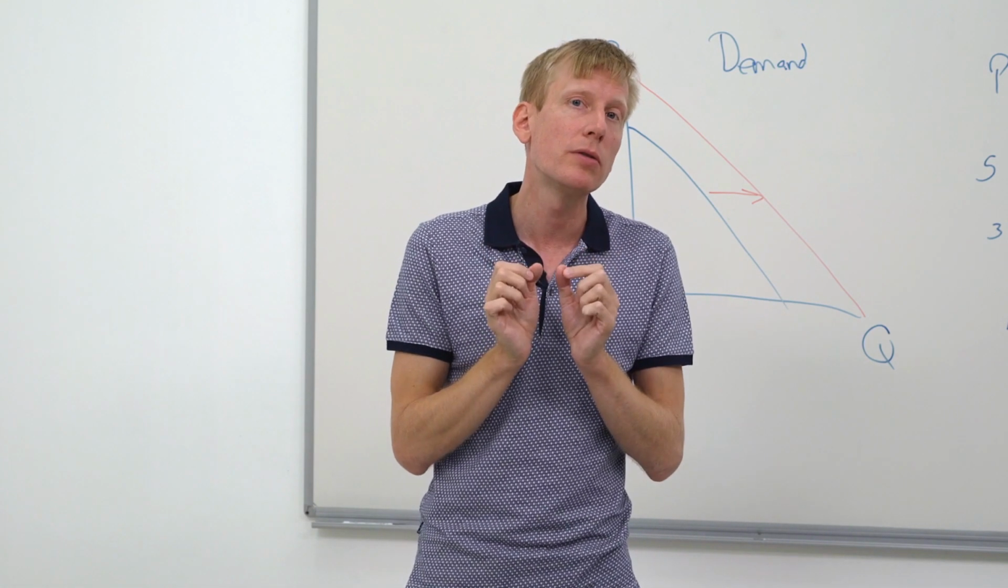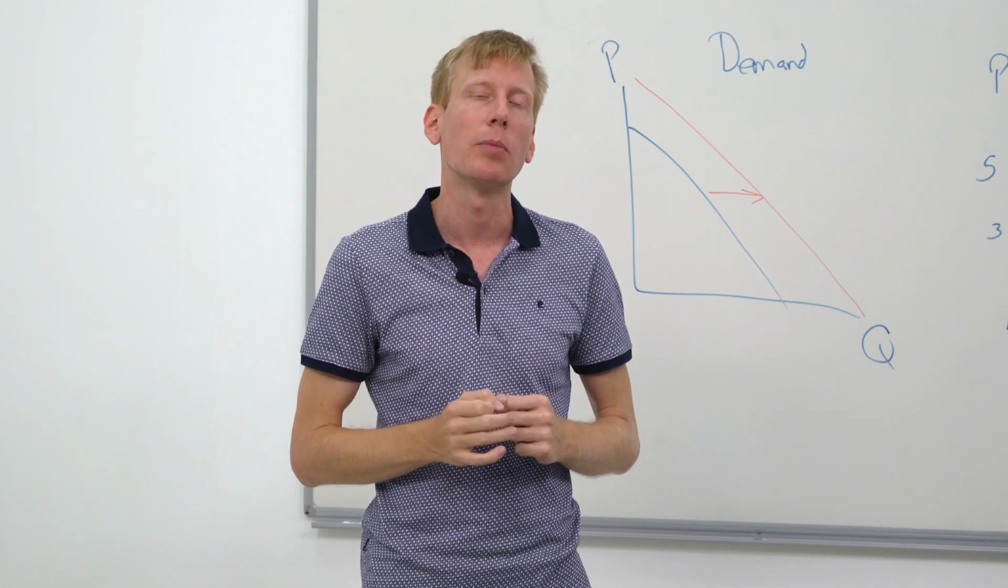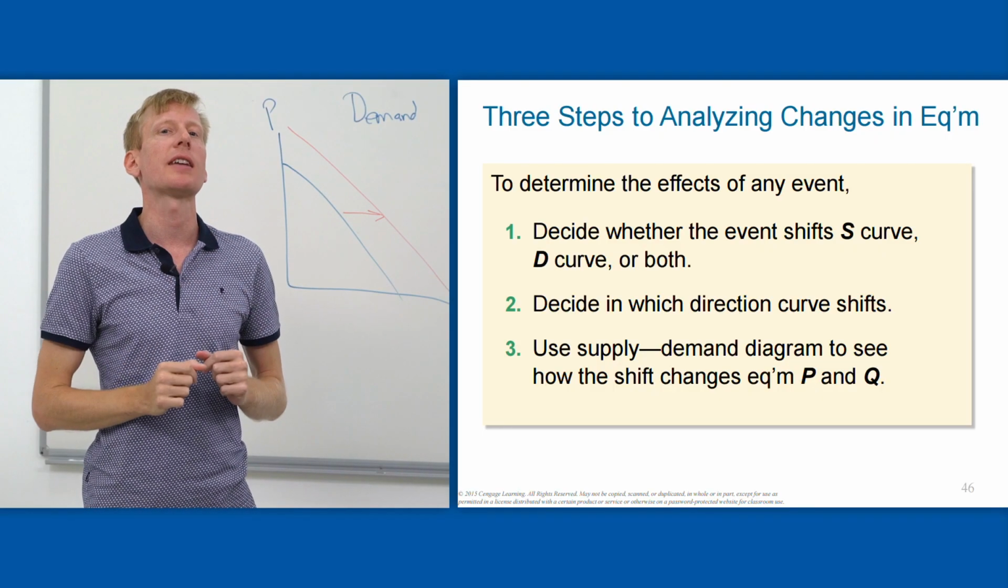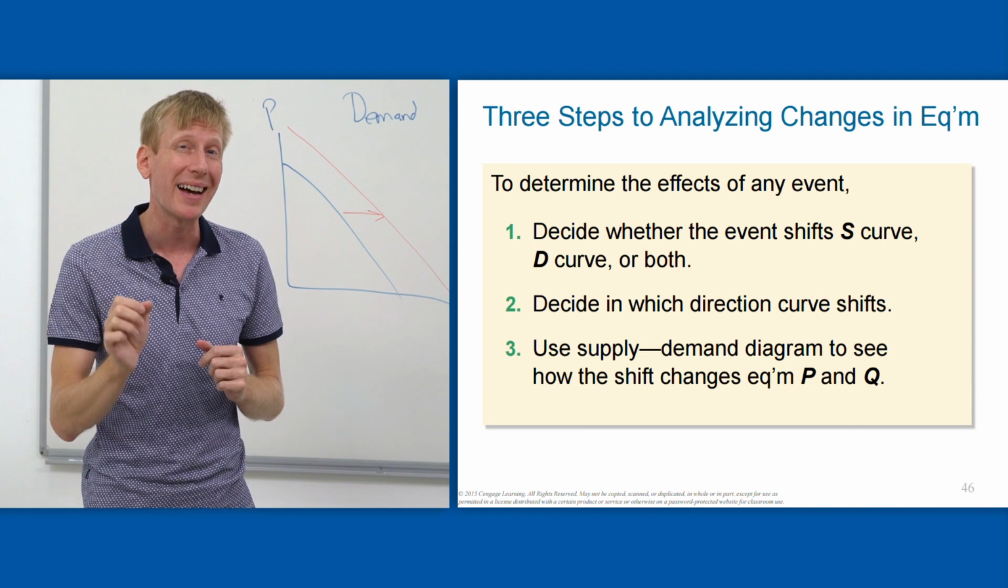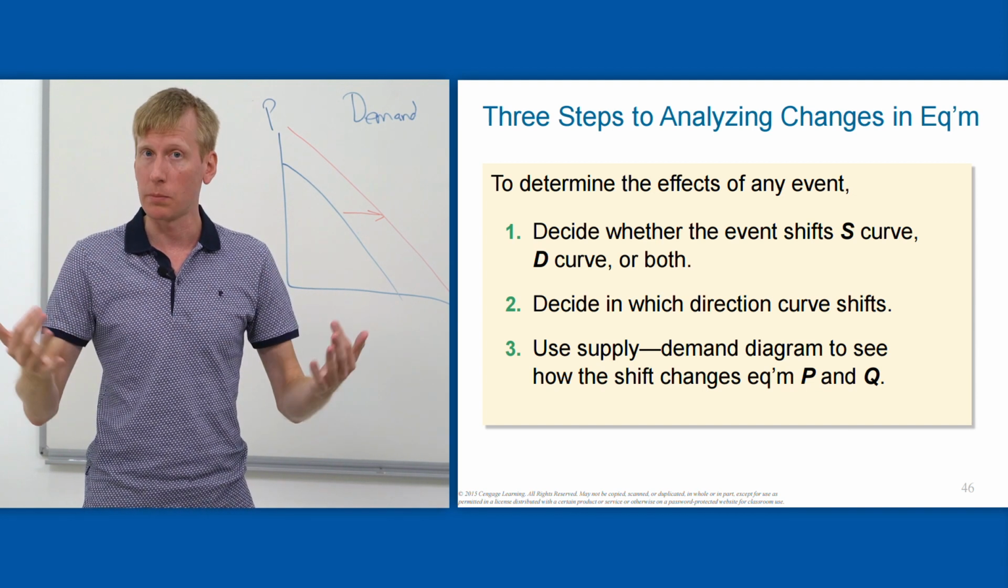And the first thing for us to do, if we know there's a shock, something that suddenly happened in our broader economy, is first to decide whether that event that just happened is likely to shift our supply curve, or it's likely to shift our demand curve, or it might shift both.